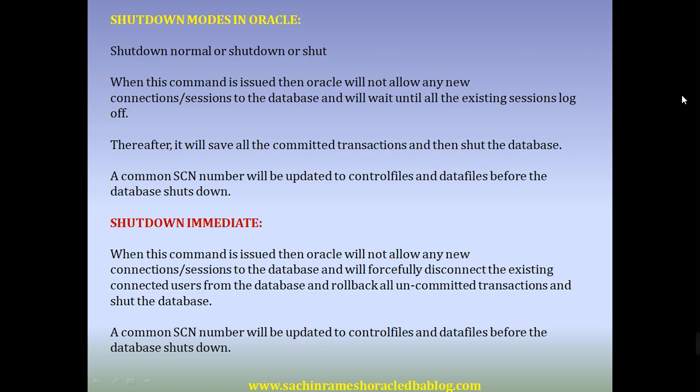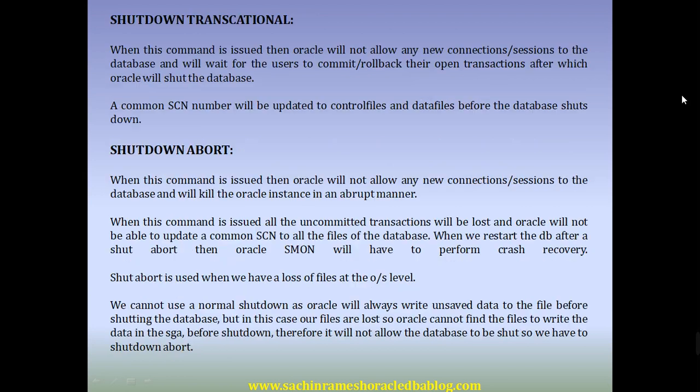Shutdown immediate. Next one. When this command is issued, Oracle will not allow any new connection sessions to the database, will forcefully disconnect the connected users from the database, and roll back all uncommitted transactions and shut down the database. A common SCN number will be updated in the control file and data files before the database shuts down.